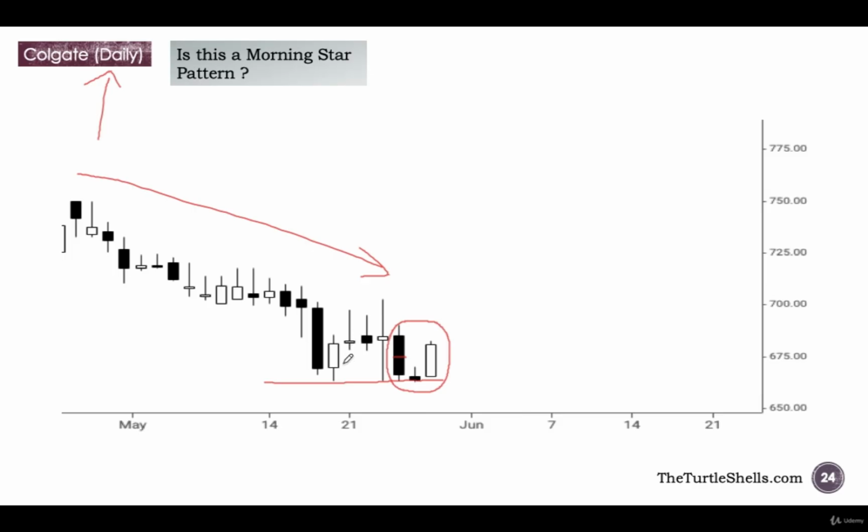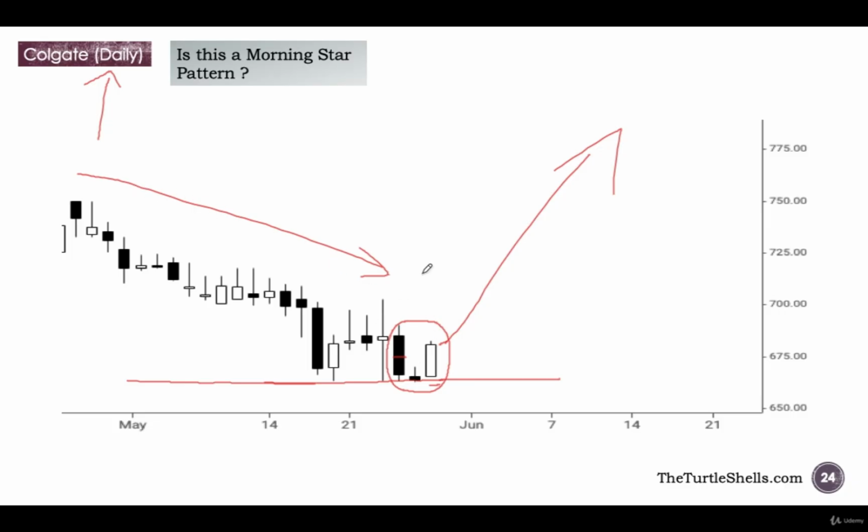The price bounced from here, so that's support. So this morning star is support, confirming this prior support. Okay. So we can look to enter a long position here and then keep our stop loss under the red line and then look for the market to go up. So yes, this is a morning star.